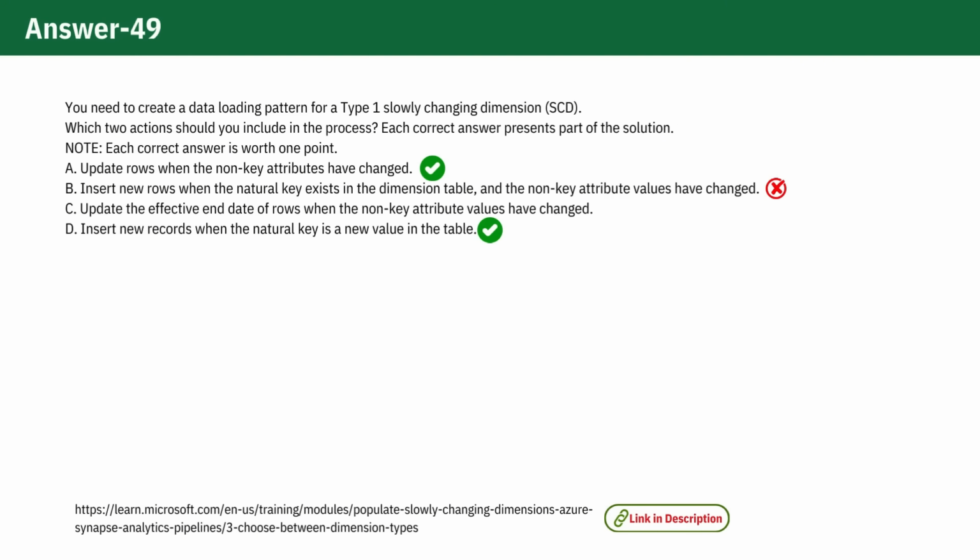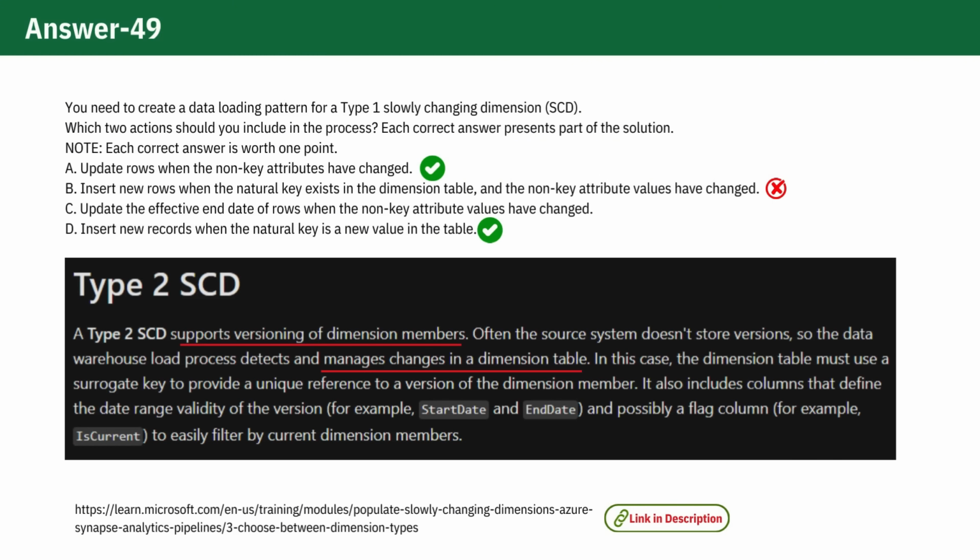Option B is incorrect because in a Type 1 SCD, the practice is to update existing rows rather than duplicate them when changes to non-key attributes occur. Inserting new rows under these circumstances aligns more with Type 2 SCD practices, which preserve historical data by maintaining different versions of records.